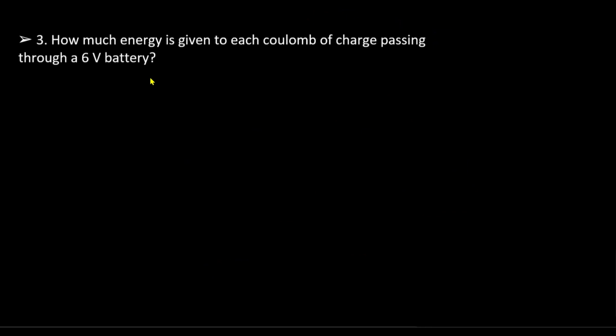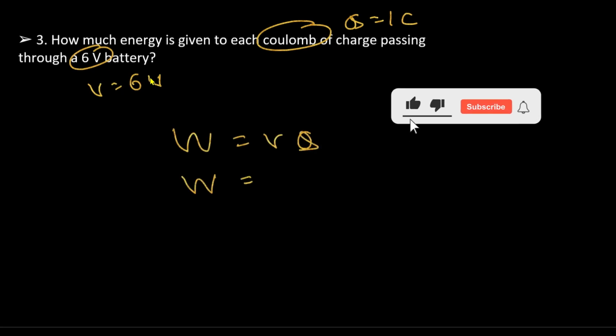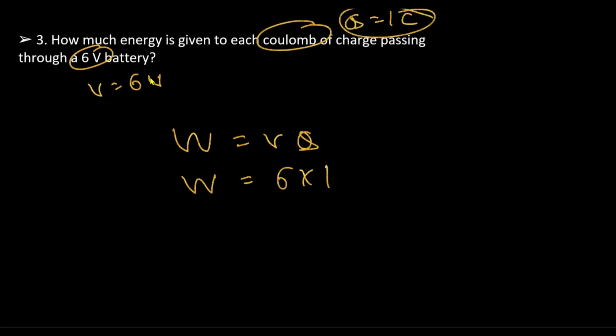We are now on one more question. It says how much energy is given out to each coulomb. That means the quantity of charge is 1 coulomb, passing through a 6 volt battery. So the voltage supply is 6 volt. Now using W is equal to VQ, V is 6 volt, and the quantity of charge is 1 coulomb. So from here we can say W is equal to 6 joule. That's how we'll do this question.